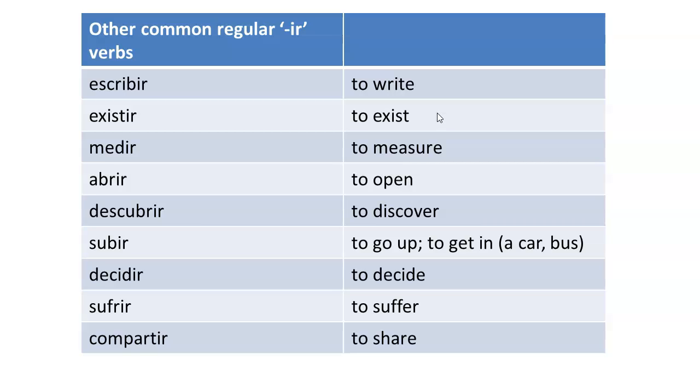So you can conjugate all of these verbs, and your ability to express yourself in Spanish has just now grown by leaps and bounds. So once you know how to do the AR, ER, and IR verbs in the present tense, it really opens up your world in Spanish in terms of being able to communicate.